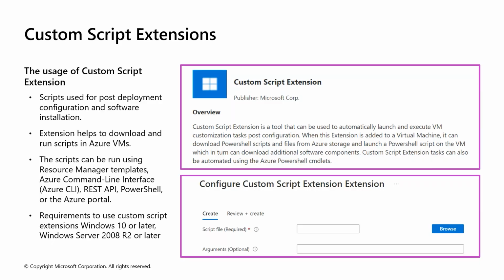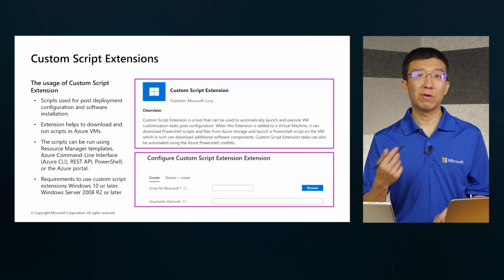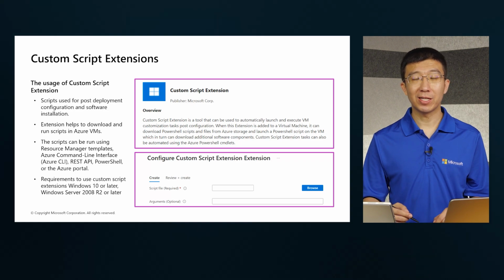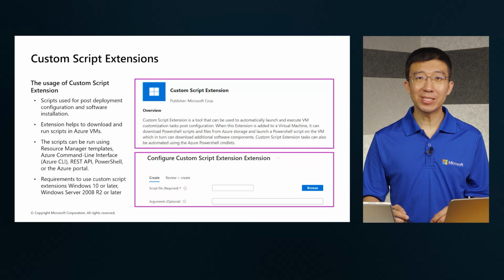Custom script extensions are used for post-deployment configuration and software installation. They help download and run scripts in Azure virtual machines. You can store scripts in Azure Blob Storage, GitHub, or internal file servers. Make sure your VM has internet connectivity if scripts are stored externally. Custom script extensions make it easy to automate complex configurations.